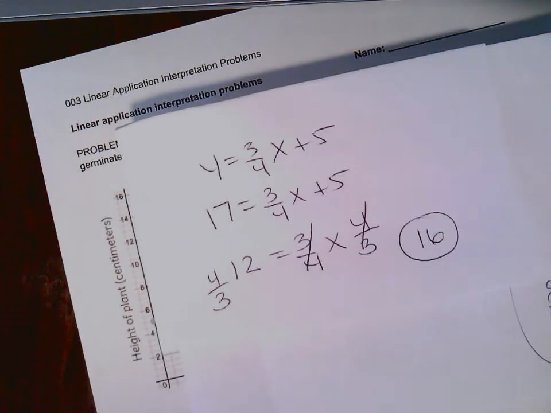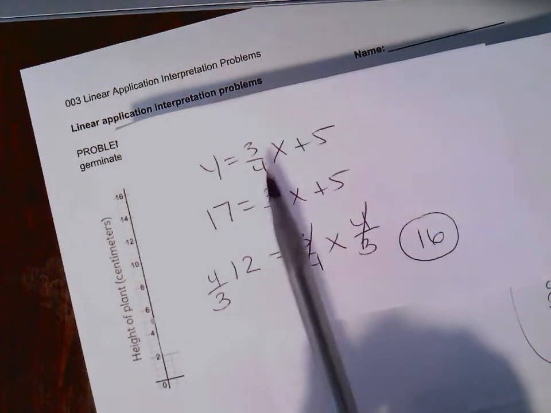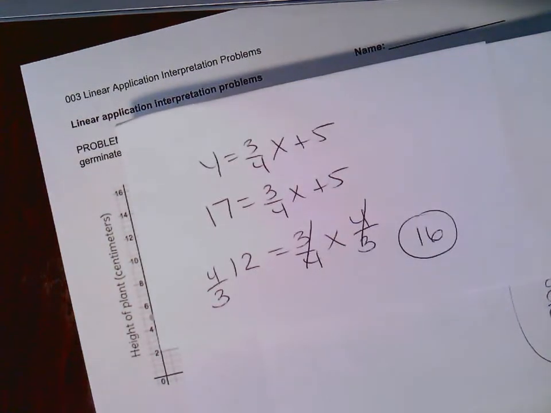What is the projected height of the plant after 45 days? So we would take our equation and plug in the number 45. I would do 3/4 times 45 days plus 5. 38.75 centimeters is what I get.